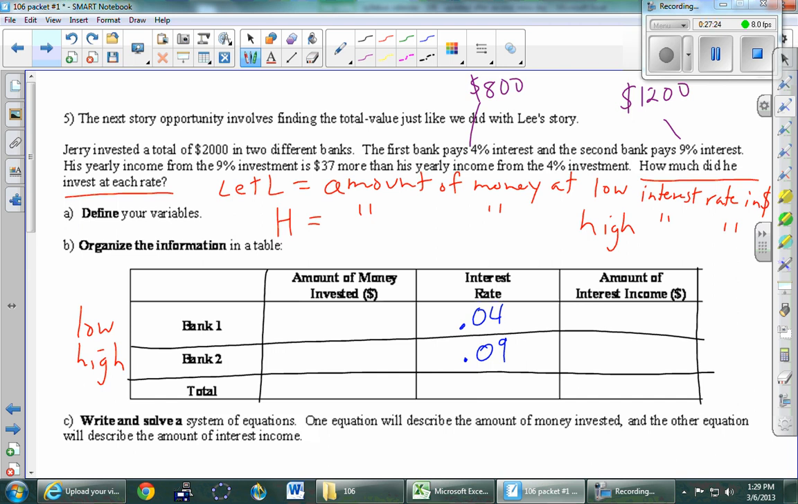Okay, next we're going to fill in the first column, amount of money invested. These are just variable names. They're just 2 letters you're going to put in there. How much did we invest at the low interest rate? We called it L. At the high interest rate, we called it H. Total is supposed to be a number. It's given in the problem. $2,000 is what we had total.